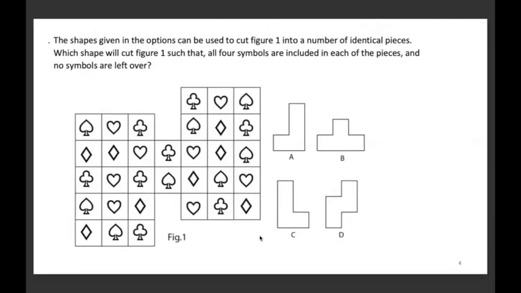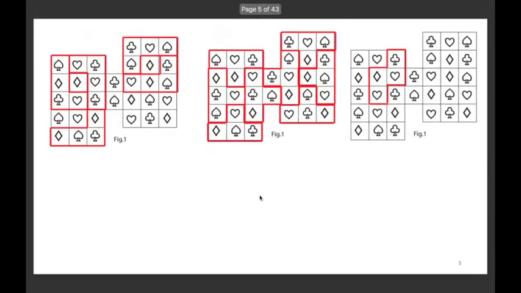The shapes given in the options can be used to cut figure 1 into a number of identical pieces. Which shape will cut figure 1 such that all four symbols are included in each of the pieces and no symbols are left over? So here, if you look at the figure, one is an L shape, a T shape, an L shape, and a Z shape or an S shape. So here, this is an L shape. Now this L shape can be how it was seen in A or C.